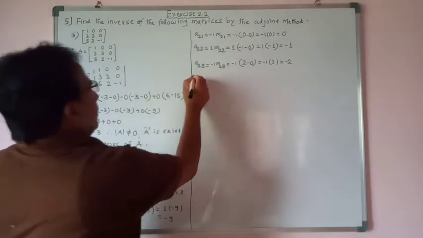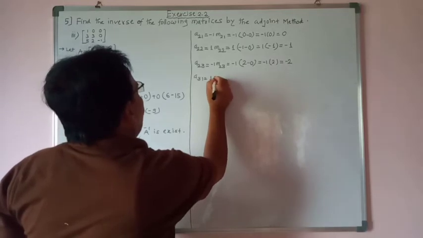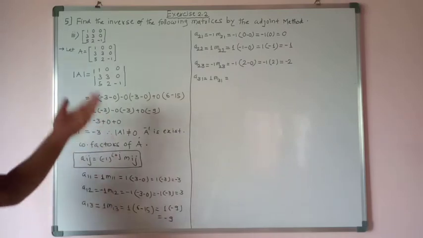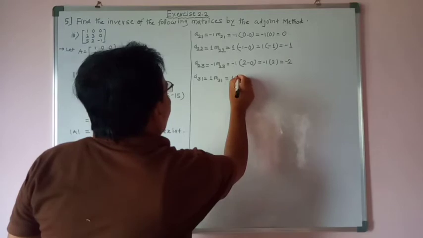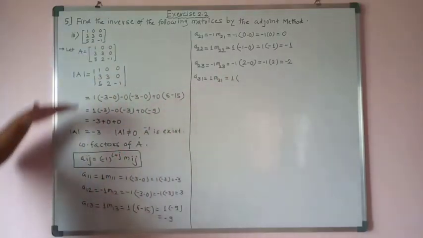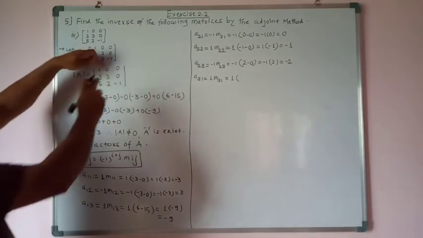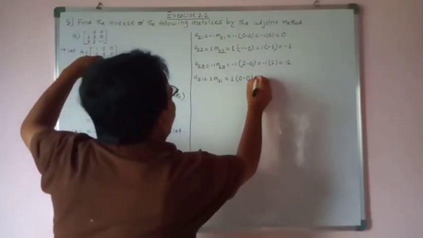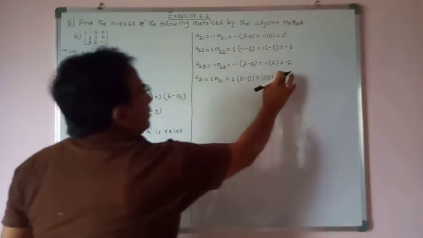The remaining cofactor A31 is equal to plus 1 into M31. 3 plus 1 is 4, which is an even number, so we use plus 1 into M31. What is the value of M31? Leaving off the third row, first column, we use the 4 elements 0, 0, 3, 0. Cross product: 0 into 0, 3 into 0, so 0 minus 0 is 0. 1 into 0 is 0.